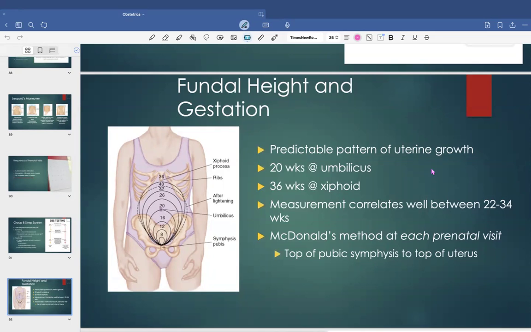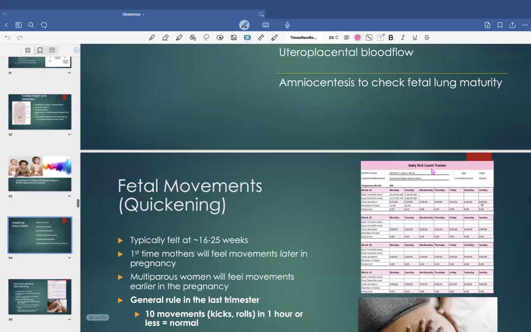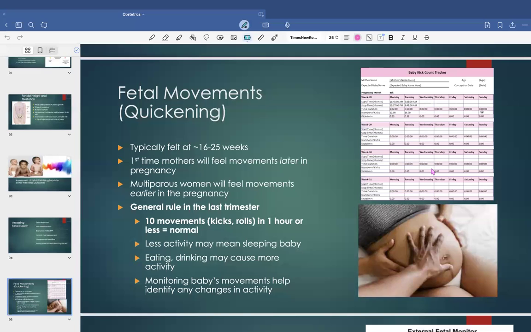As we assess fetal health, mom can help you as well because she can help you identify activity, because she can monitor the baby's movements. Typically, they first start to feel movement around 16 to 25 weeks. If it's a first-time mom, they may not feel those movements until later in the pregnancy. If you've had several babies, you may feel the movements even earlier, earlier than 16 to 25 weeks.